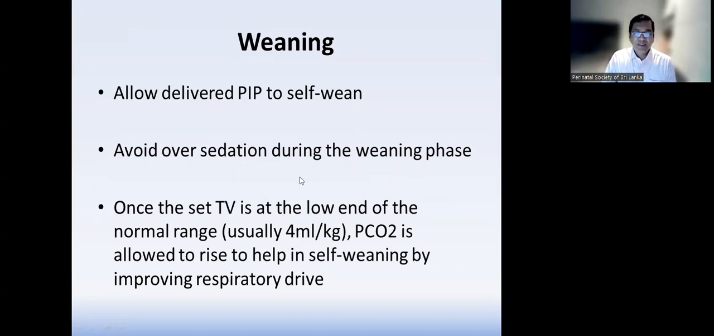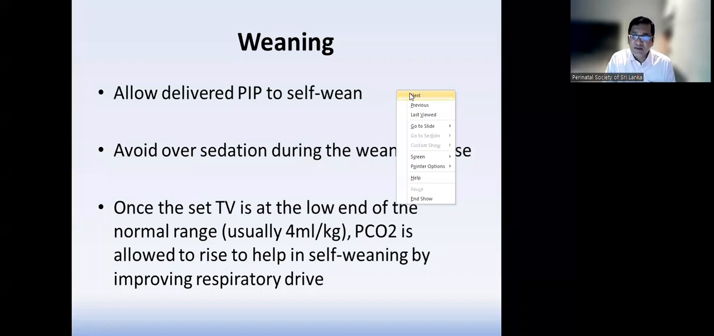And avoid over sedation during weaning, and try to minimize sedation during weaning, because the baby has to breathe. And if the baby does not breathe, then the weaning will not be successful. Once the set tidal volume is at the low end of the normal range, which is 4 ml per kg, let the carbon dioxide rise a bit. Let it come close to 50, and then the baby will start breathing more and more, and will have a better breathing effort, breathing drive. So up to 50 carbon dioxide is not harmful.